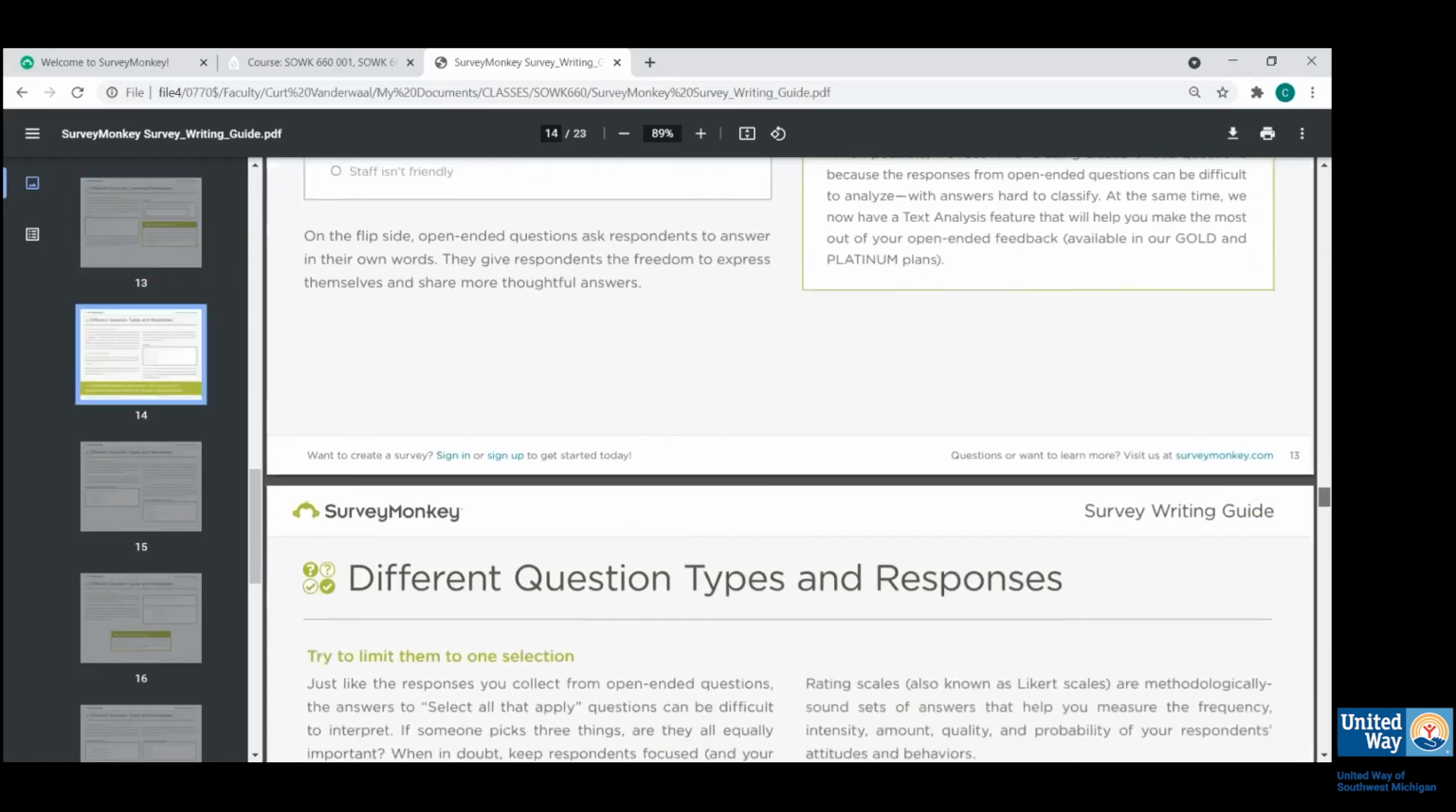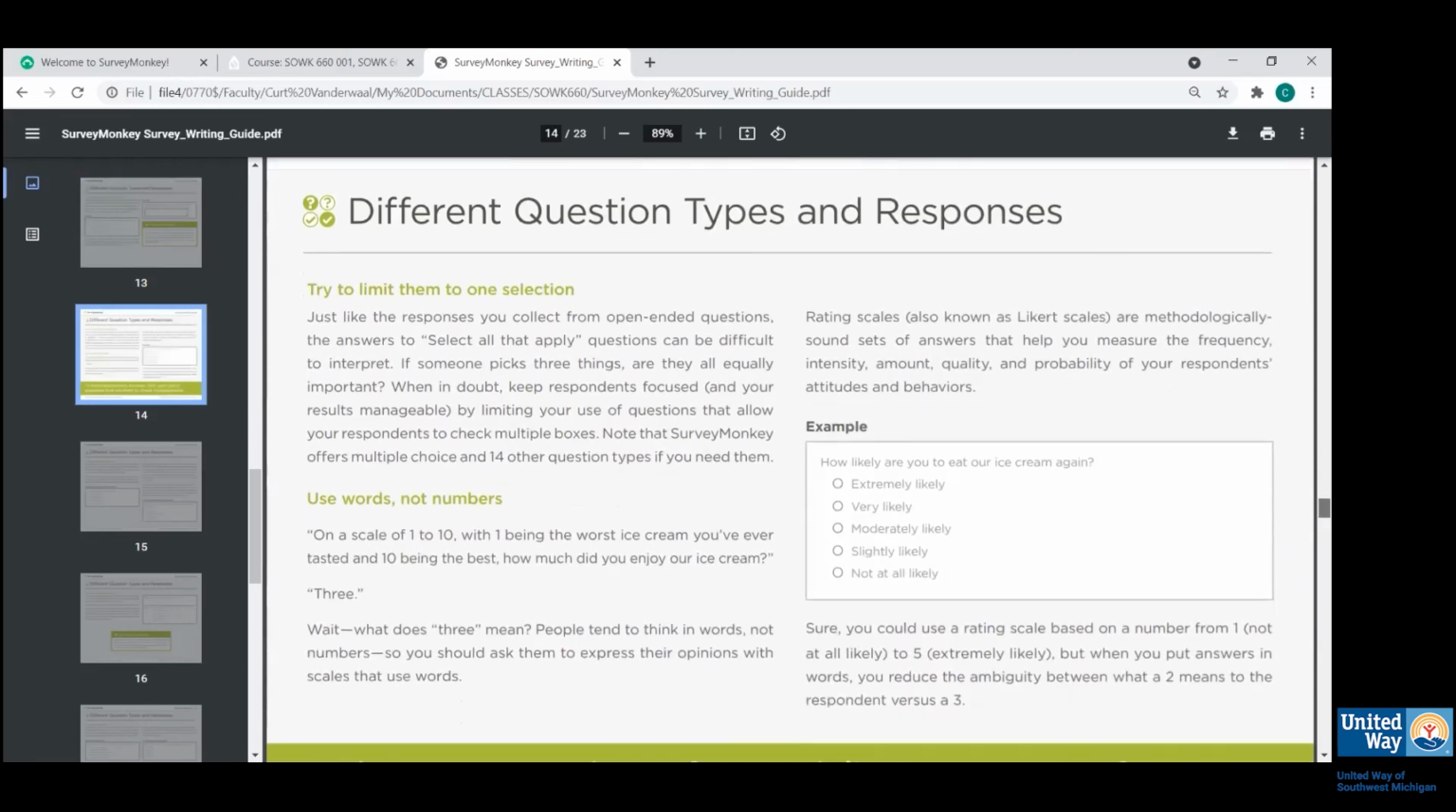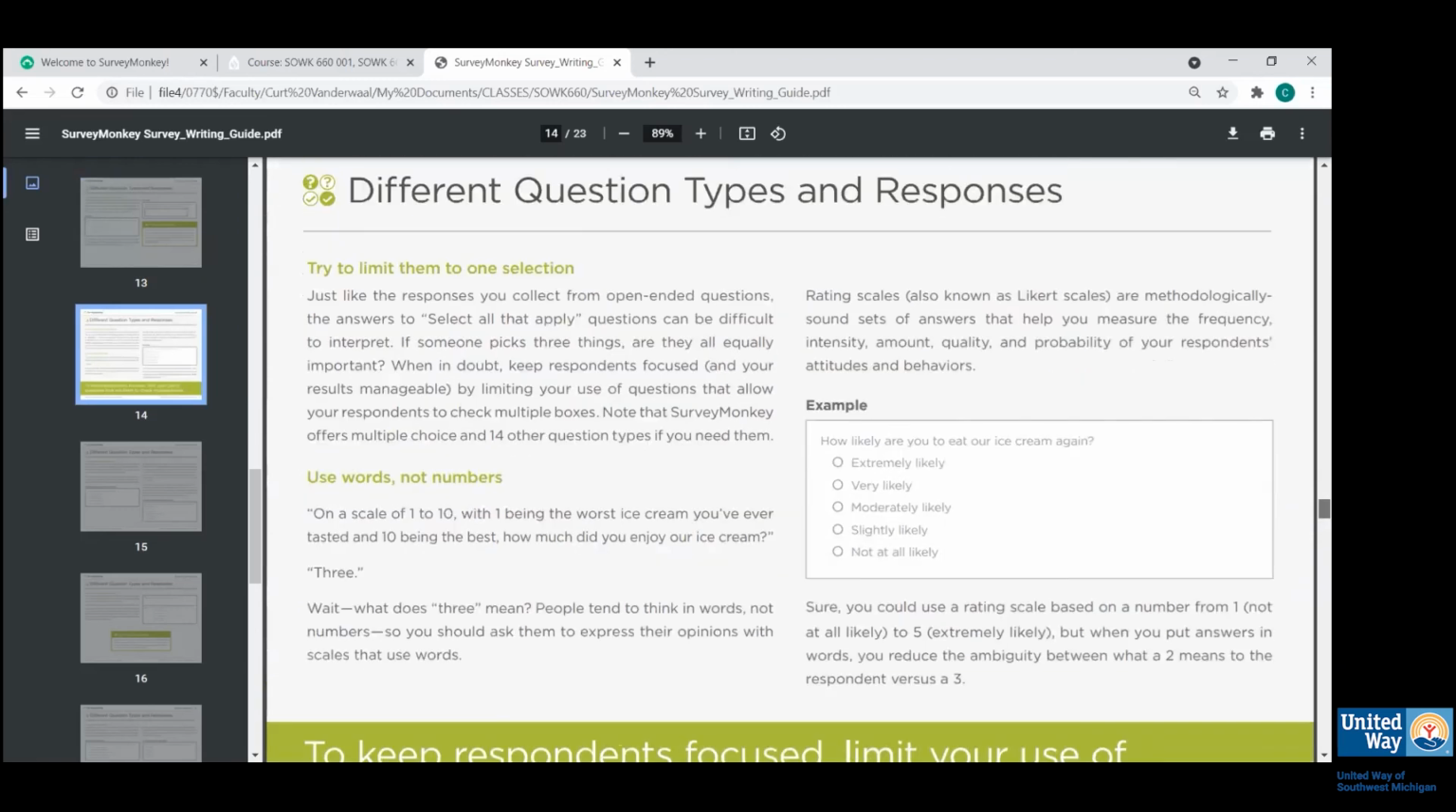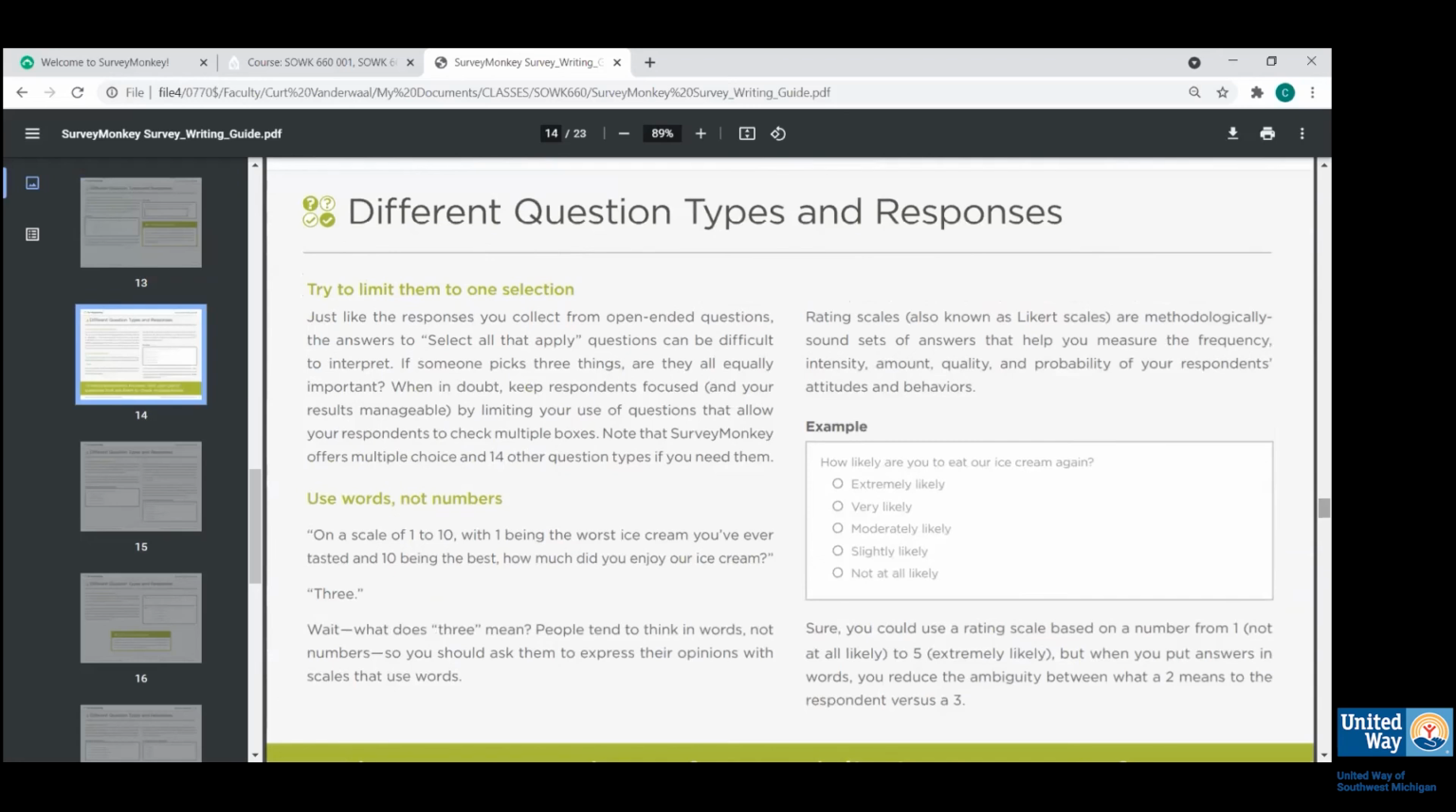Okay, good question. Limit them to one selection. So I'll show you next week some different ways that you can set things up. There are some times when you want to use check all that apply, not just a single option. And sometimes that's really important. But oftentimes you want to try and limit it to one selection because then you can get a real sense of the highest to the lowest priorities. We'll talk about that next week, I think, a little bit more.